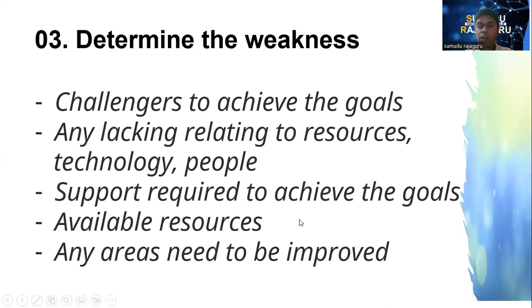Support required to achieve the goal: what support does the organization expect in order to achieve the goals? Then available resources also. Any areas that need to be improved? When we consider the organization, there are maybe a lot of departments and subsections. So the organization can identify which places they want to improve. Based on that, they can determine the weakness. As I told previously, if a person wants to identify their weakness, that person also can base it on these factors.